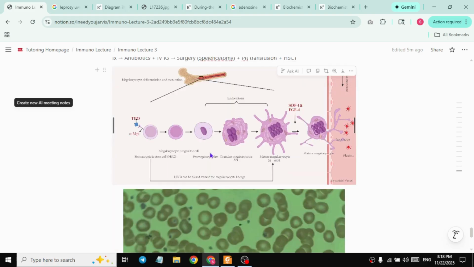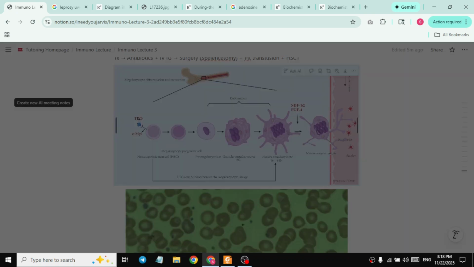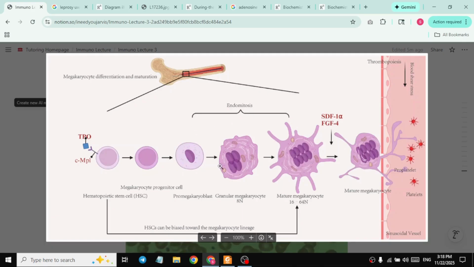Okay, and if you need to see why this is happening in the platelets, this is how the platelets develop, right? Hematopoietic stem cell, megakaryocytic progenitor cell. Eventually, you get a megakaryocyte, and the mature megakaryocyte makes these branches. These branches are supposed to break off and make small fragments, which are platelets. Okay, that's how these are supposed to work.